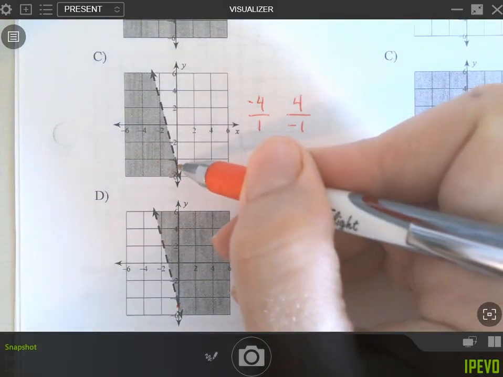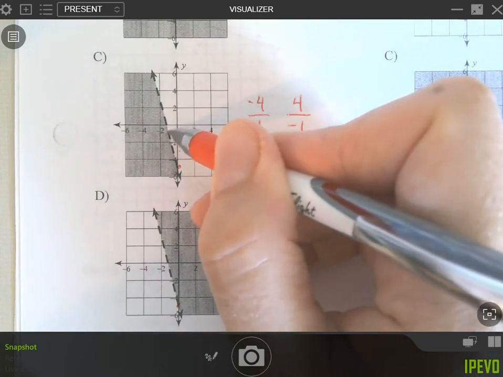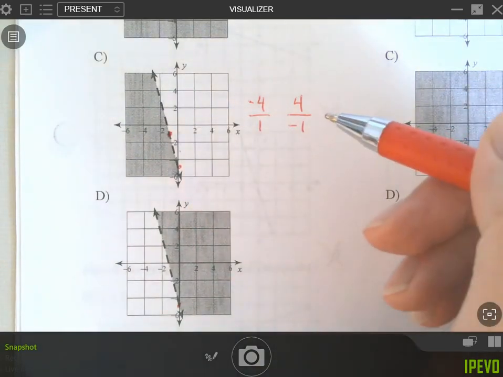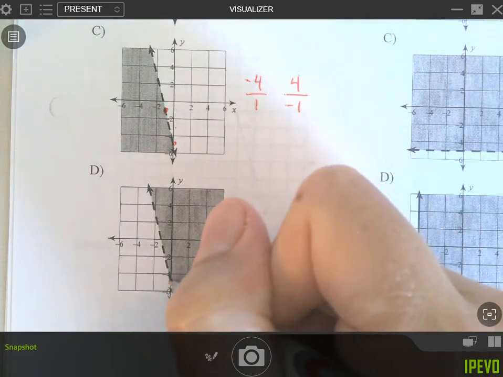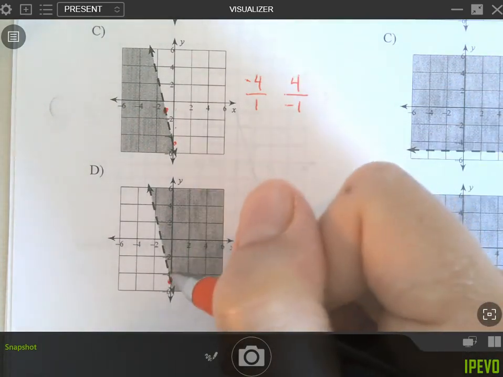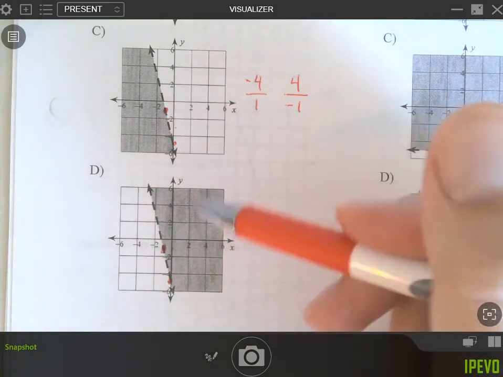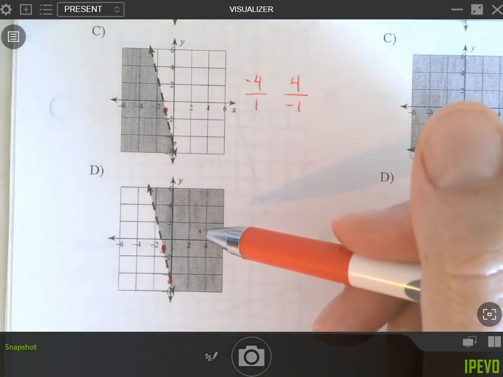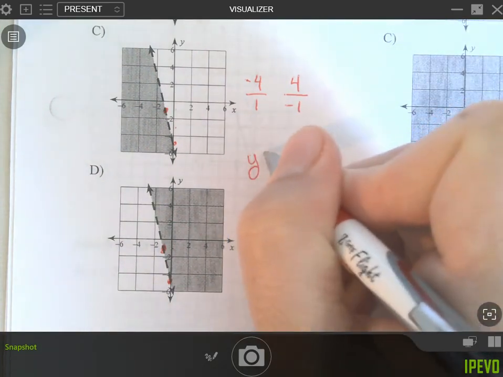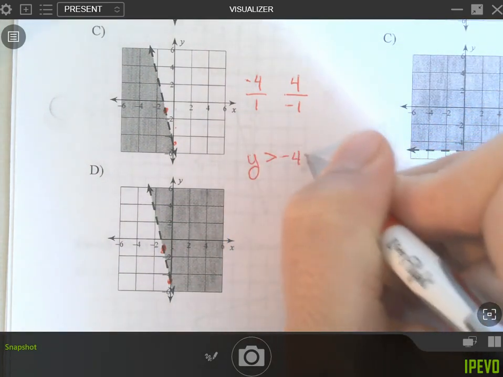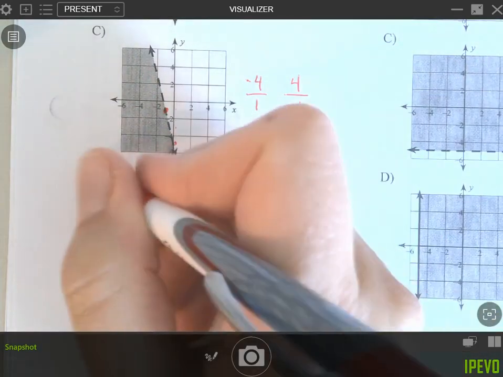So now if I go up 4, remember we're counting by 2. So here's 1, 2, 3, 4. I go over 1. That looks good. C. Well, but hold on. Look at D. It also has a y-intercept, and it goes up 1, 2, 3, 4, and over 1. So both of these graphs have the same dashed line. What's different? The shading. So let me rewrite this. Our inequality says y is greater than negative 4x minus 5. So D. It is D.